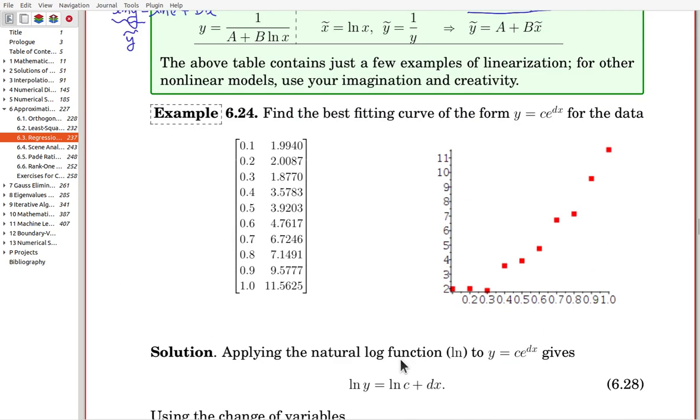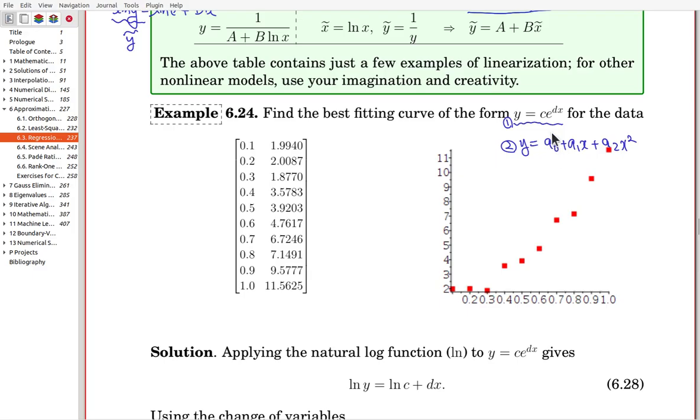Let's see this example. Find the best fitting curve of the form y equals c times e to the dx for the data. Okay, this is the scatter plot of the data points. It looks like an exponential function. But if, for example, this form is not given, then you may consider this as the first choice, and there is a second choice, maybe y equals a0 plus a1 x plus a2 x squared. That's either quadratic or exponential.